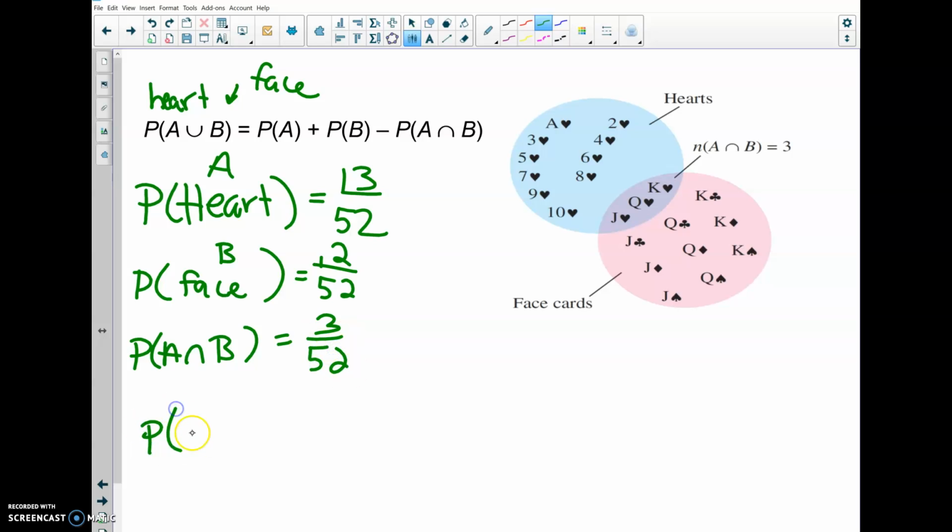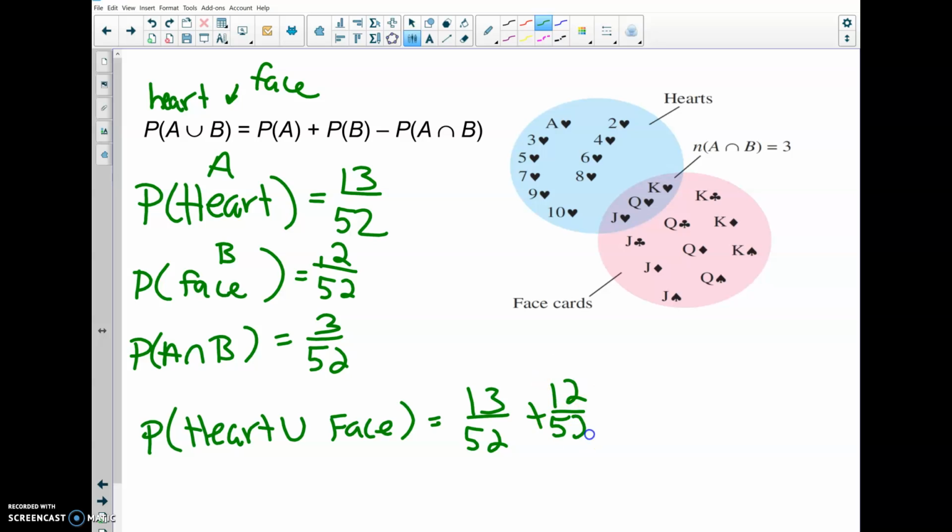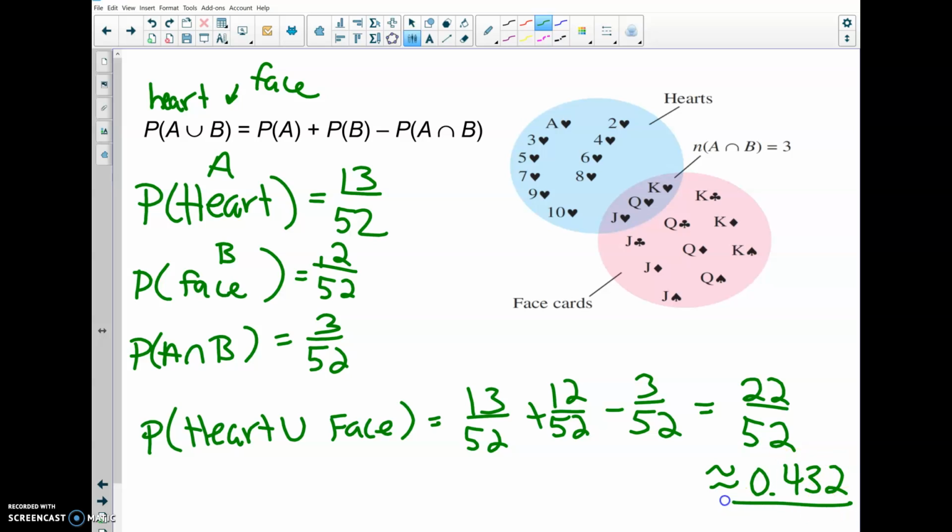So the probability of a heart or a face card is the probability of heart plus probability of face card minus them together. That would total 22 over 52, and that decimal is approximately 0.432. The fraction is the exact, the decimal is the approximate.